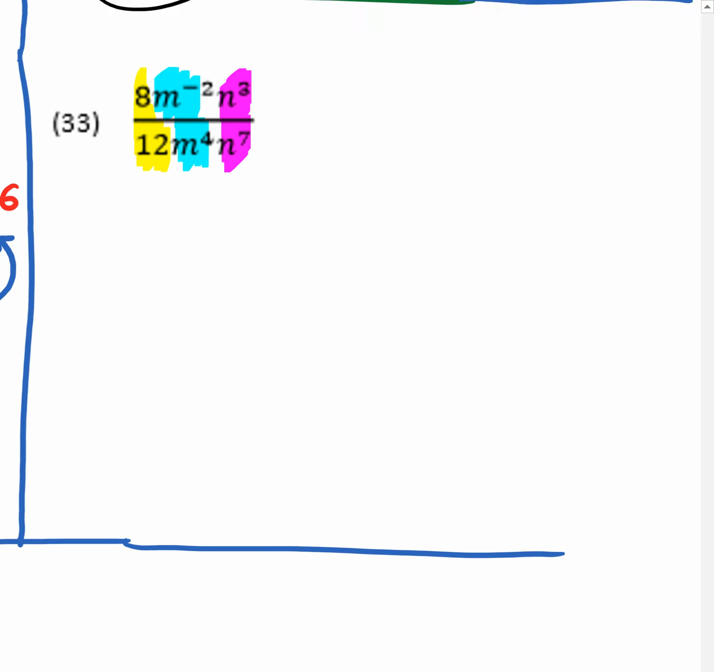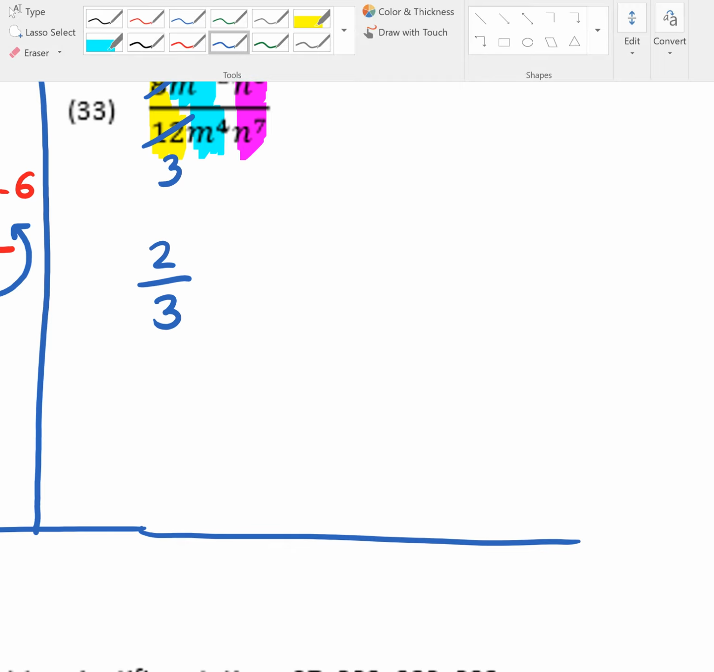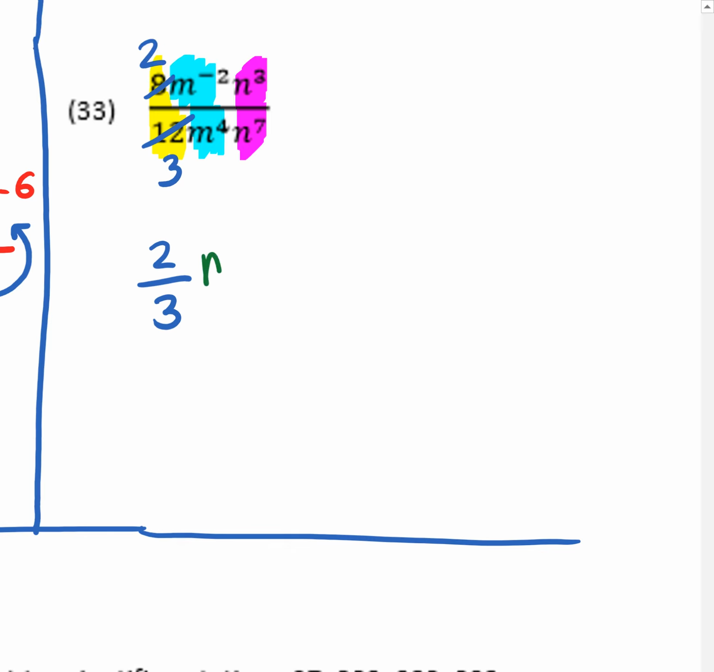Let's see, so the 8 and the 12, what can we reduce those guys by? I guess just 4. 4 can go into 8 twice, and 4 can go into 12 3 times. So all I know is the answer is going to have a 2 on the top and a 3 on the bottom. How about for the m's? So we've seen this before. If I have an m over an m, or the same variable over the same variable, you subtract the powers. You take the numerator's power, -2, and then subtract the denominator's power, which is 4.